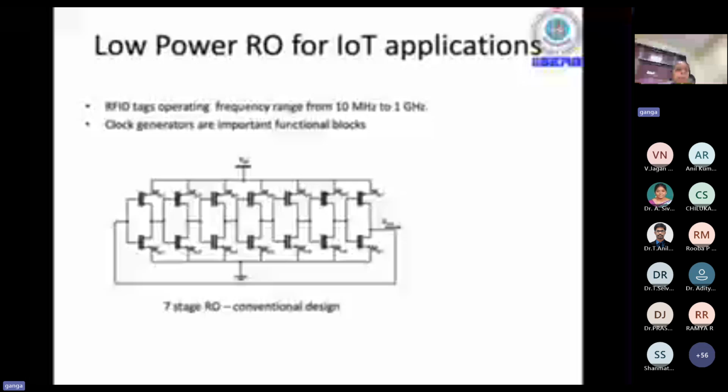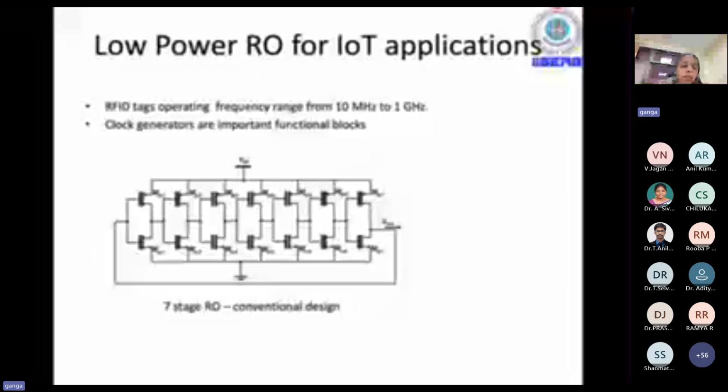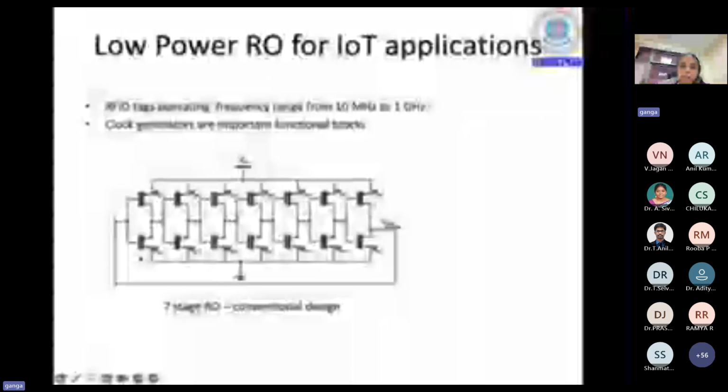Of course, we know that clock generators are important functional blocks. Here we are seeing the circuit schematic of a 7-stage ring oscillator. This is a conventional design. There is no novelty in this. It is just that the inverter is being replaced with the CMOS implementation with one NMOS and one PMOS, and the output of the last stage inverter is being connected to the input, so that we are forming a ring. Since there are an odd number of inverters, we would tend to see oscillations.